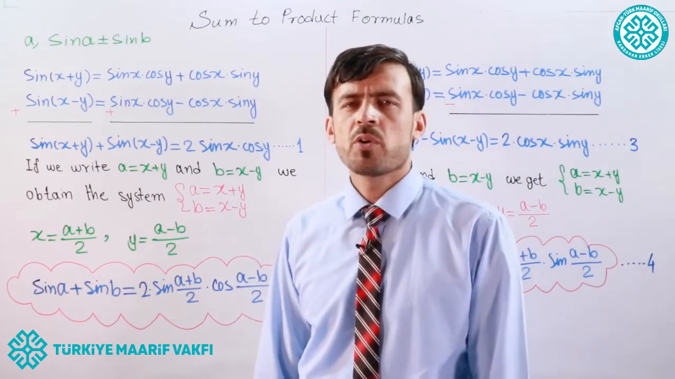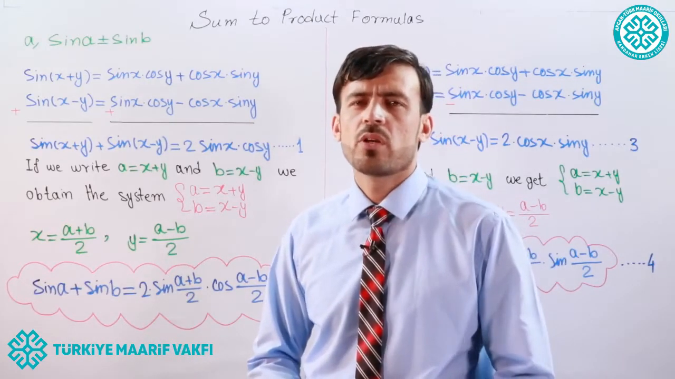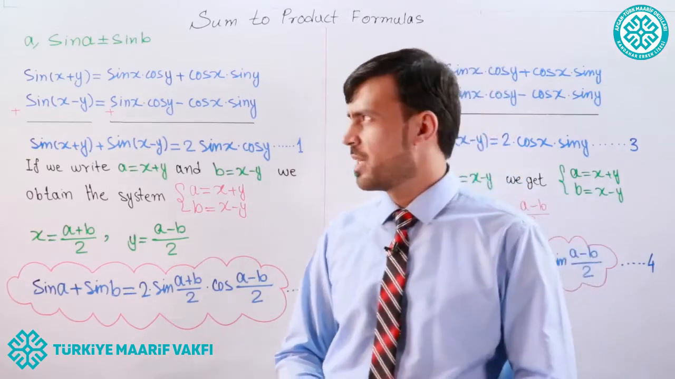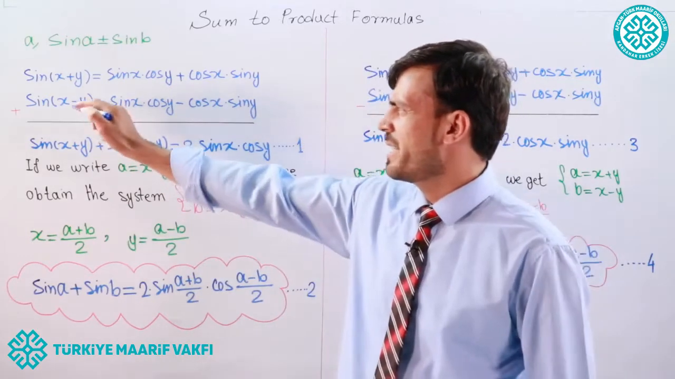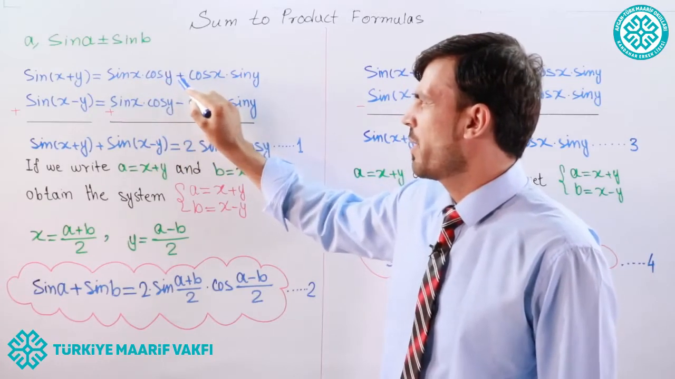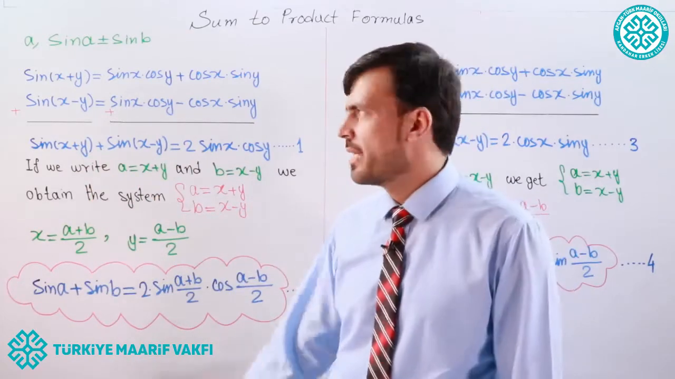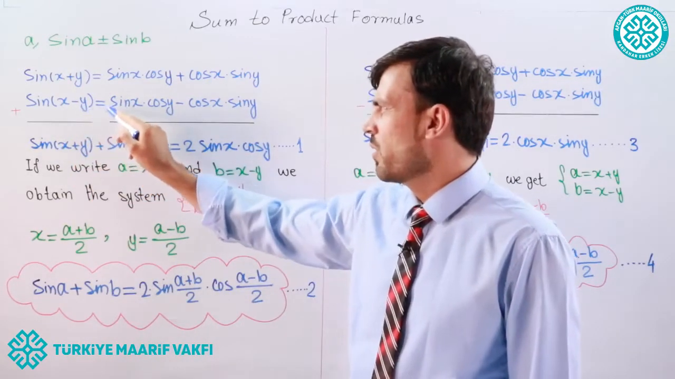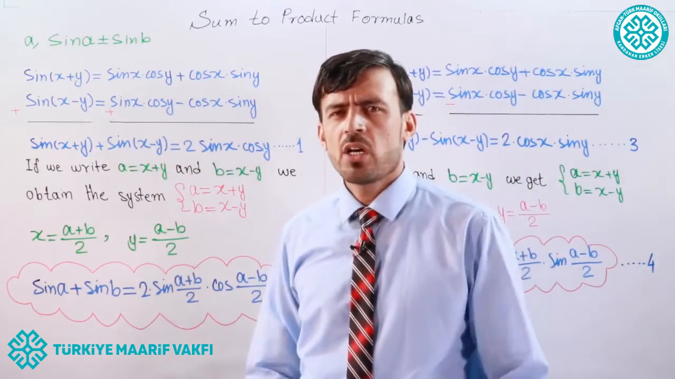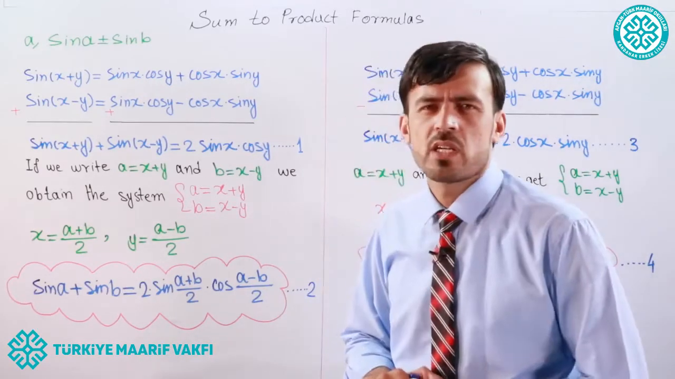But first, I'm going to prove this. How can we prove this? We can prove it by using the sum and difference formulas for the sine function. The sum formula is sine (x plus y) equals sine x cosine y plus cosine x sine y. And the difference formula is sine (x minus y) equals sine x cosine y minus cosine x sine y. The first one is for the sum and the second one is for the difference.